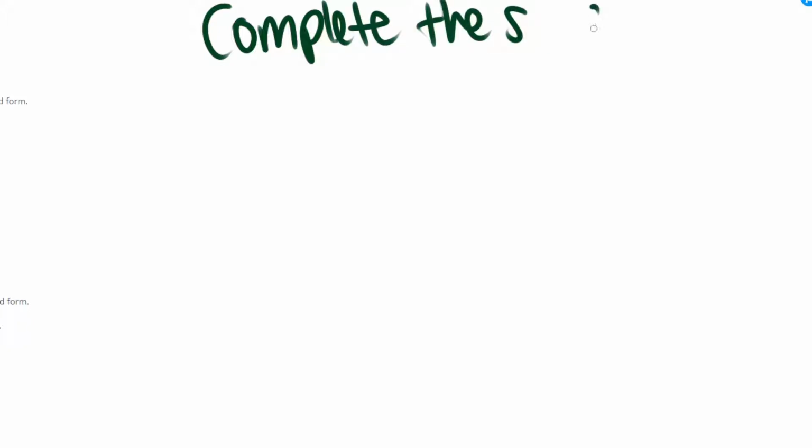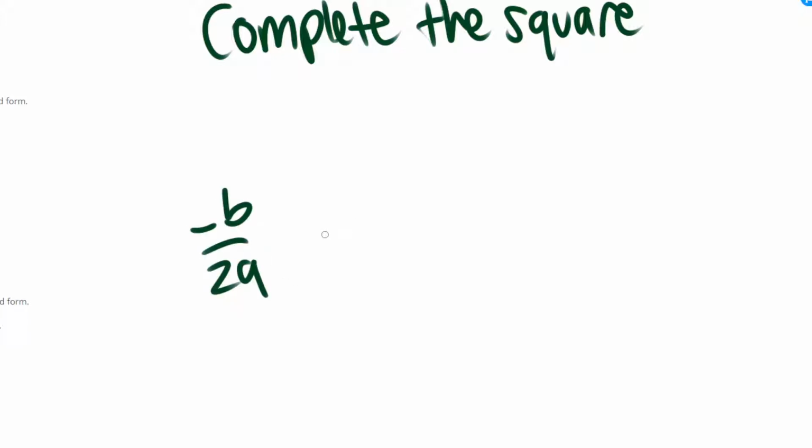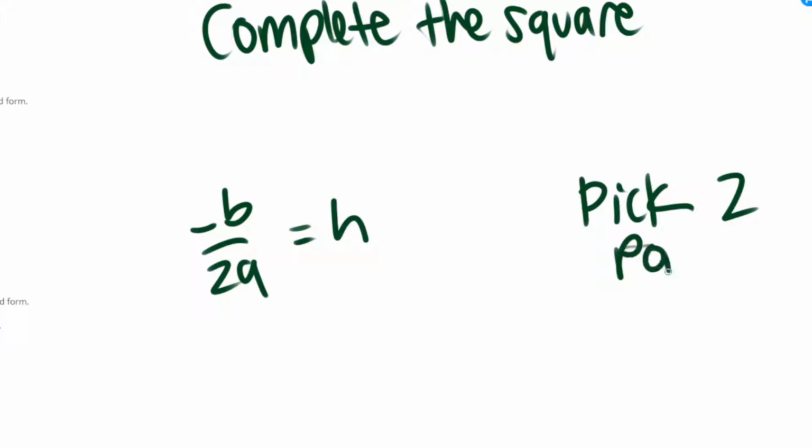And the second way is using the equation negative b over 2a to find h. And the third way is to pick 2 points and find the vertex from that, or at least find your h.